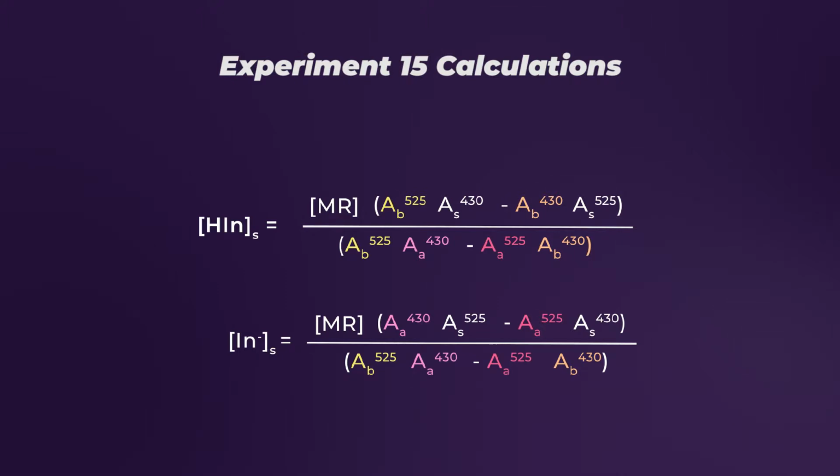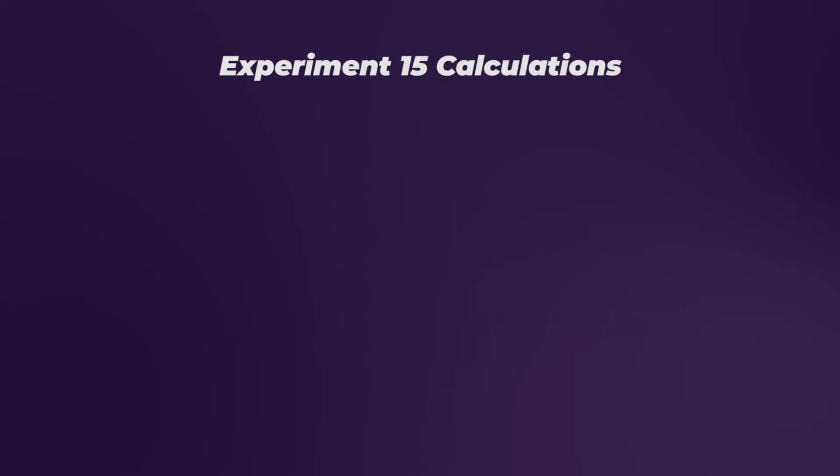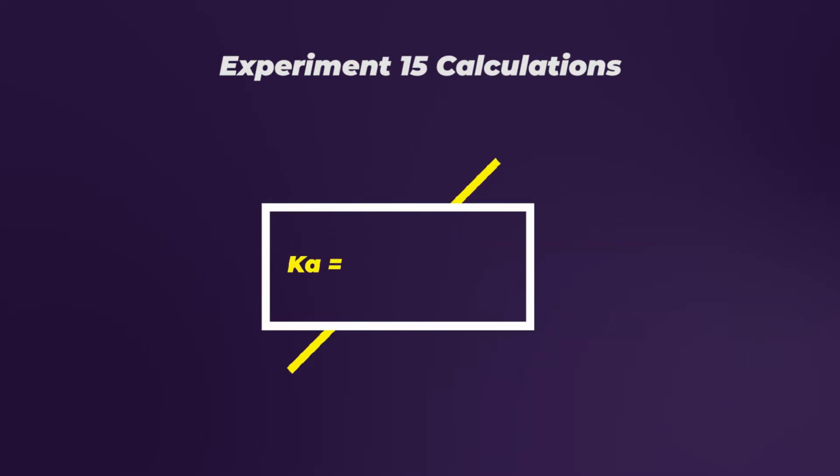So once you're able to calculate the concentrations of the protonated and deprotonated form, what we're going to have to do is come up with our Ka expression. So as we've said before, in the Ka expression, this is going to be products over reactants. So the products for this reaction would be the hydronium ion concentration, as well as the deprotonated form of the methyl red. That is in the numerator. In the denominator, we're taking the concentration of the protonated form of the methyl red.